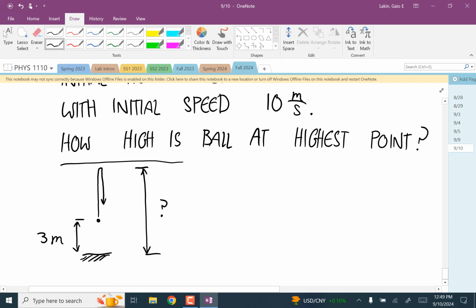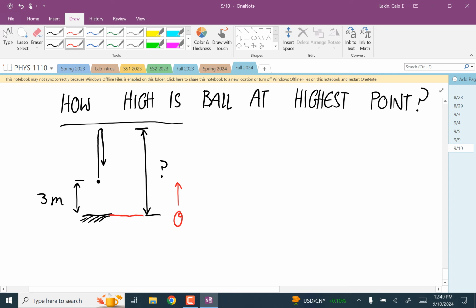So the first step is to choose the position equals 0, positive direction, and the stopwatch on and off instants. Like I said, I just always choose the lowest point in the problem as my position equals 0. So I'm going to call this the 0 position. And then I always choose my positive to be up and my negative to be down.